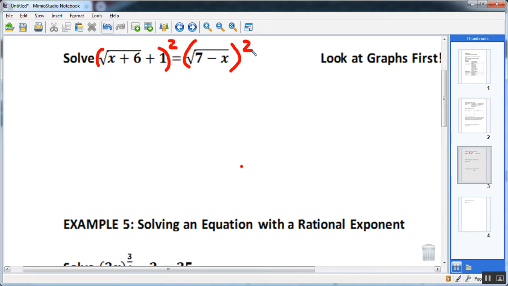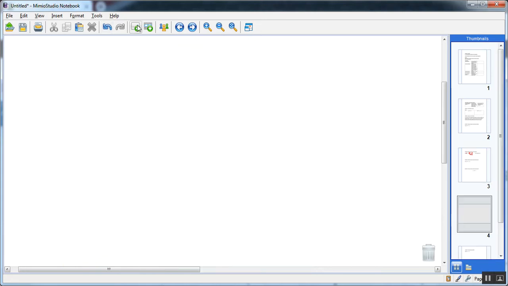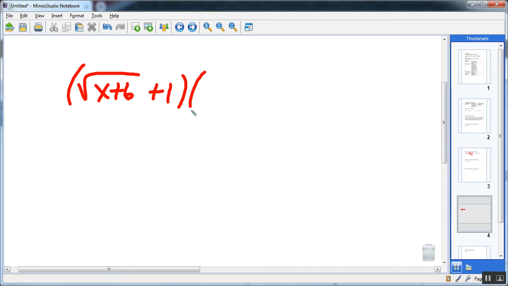Now the right side's pretty easy because that's just a radical by itself. What's the right side simply going to become now? 7 minus x, you bet. Okay, the part that's going to be tricky though is trying to square this, and I'm going to help you. You guys agree that squaring this means take this times itself? So if I go to a new page here, that really means root x plus 6 plus the 1 times root x plus 6 plus 1.